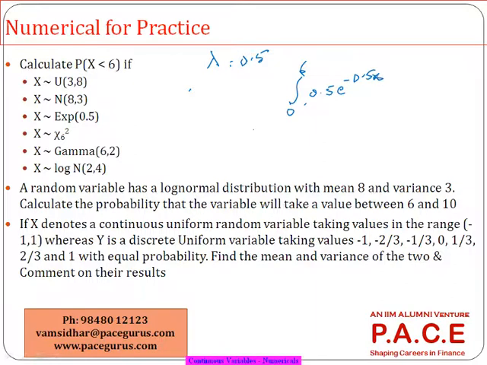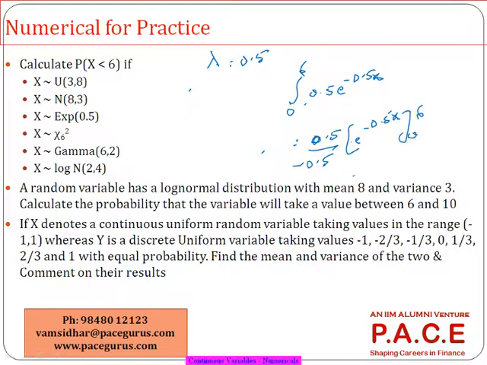This is your integration part. So what you are typically doing is 0.5 divided by minus 0.5 into e power minus 0.5x. This is integrated between 6 and 0.